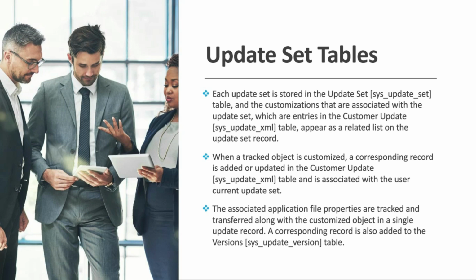When a tracked object is customized, a corresponding record is added or updated in the customer update table and is associated with the user's current update set. The associated application file properties are tracked and transferred along with the customized object in a single update record. A corresponding record is also added to the version table.